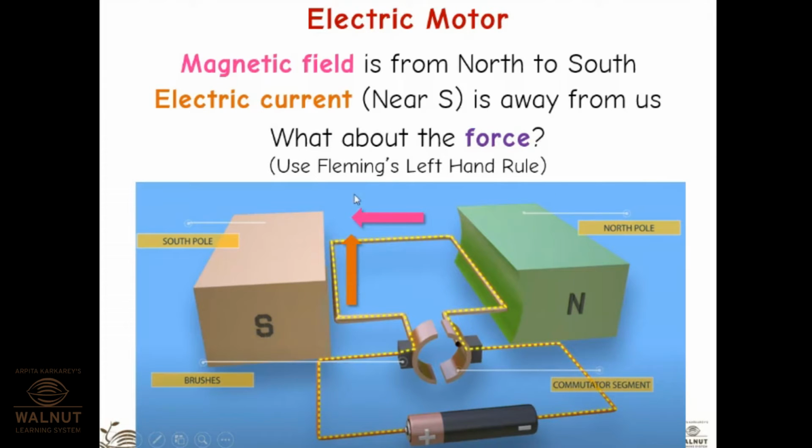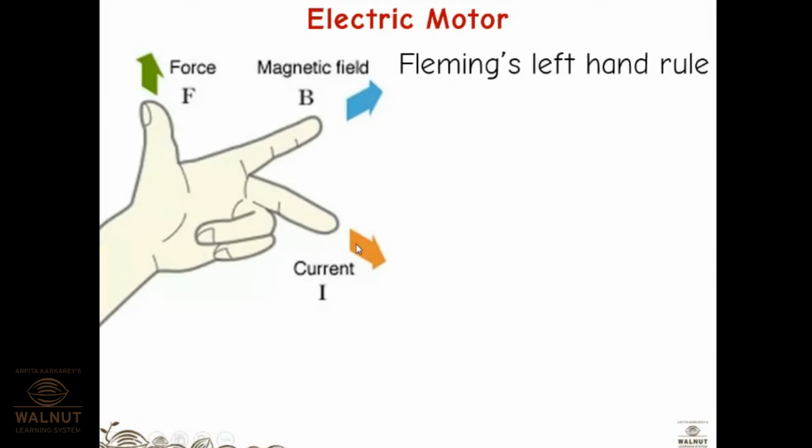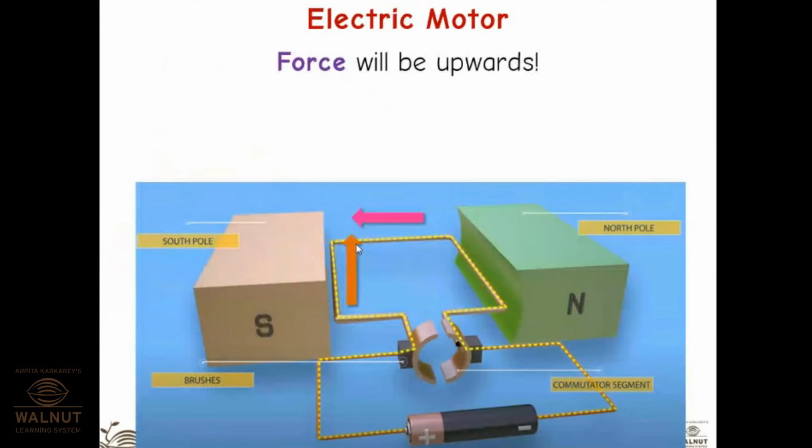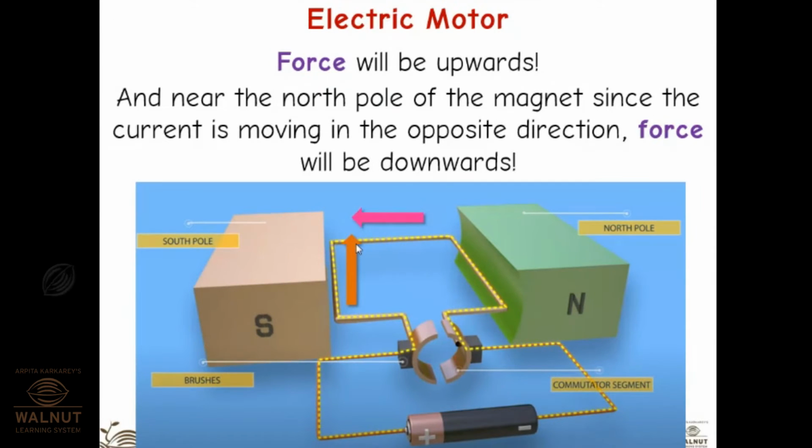Current straight forward. Okay. Then where is your thumb pointing? Is it pointing upward or downwards? Do it. Yes, it is pointing upwards. So that means this side of the armature coil will be going upwards. Clear? Now we will see the other part. This is the rule that we have seen. Force will be upwards. And near the north pole of the magnet, since the current is moving in the opposite direction, force will be downward.